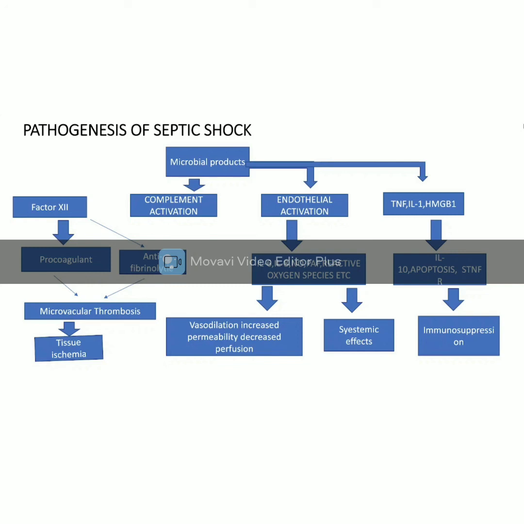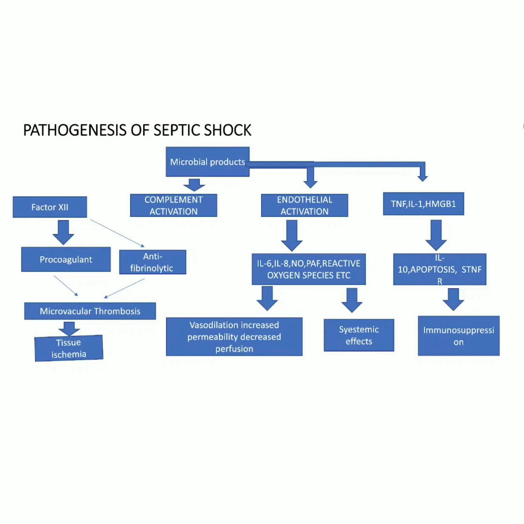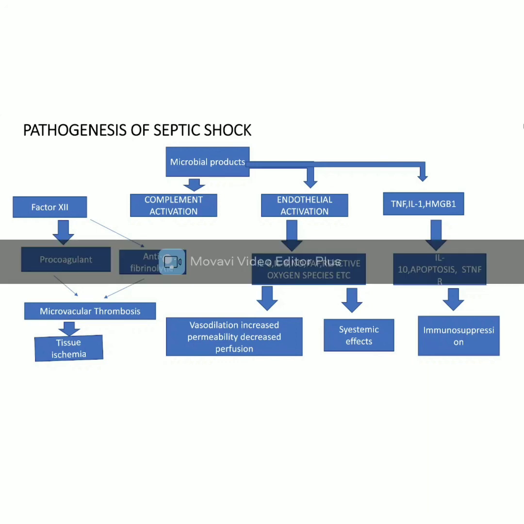When this happens, there is end organ damage, and further there is increase in consumption of all these clotting factors. When there is consumption of all these clotting factors, what happens? There is bleeding. Along with this, there is hemorrhage all over the body, and thereby that leads to loss of further fluids. So this is the pathogenesis of septic shock.